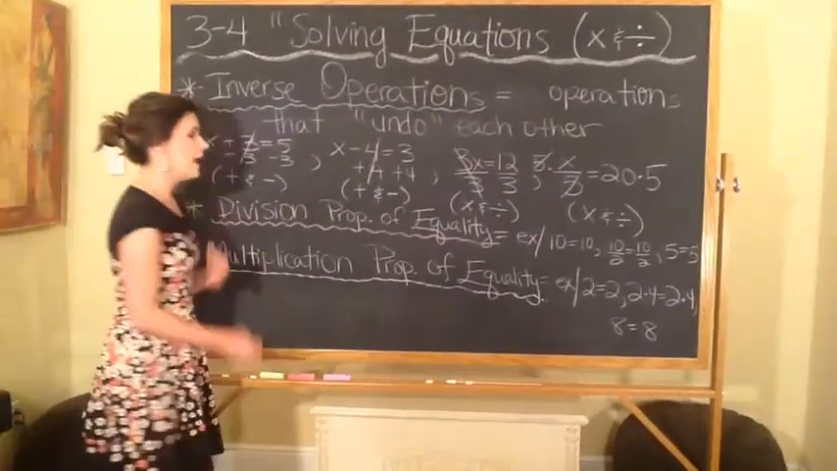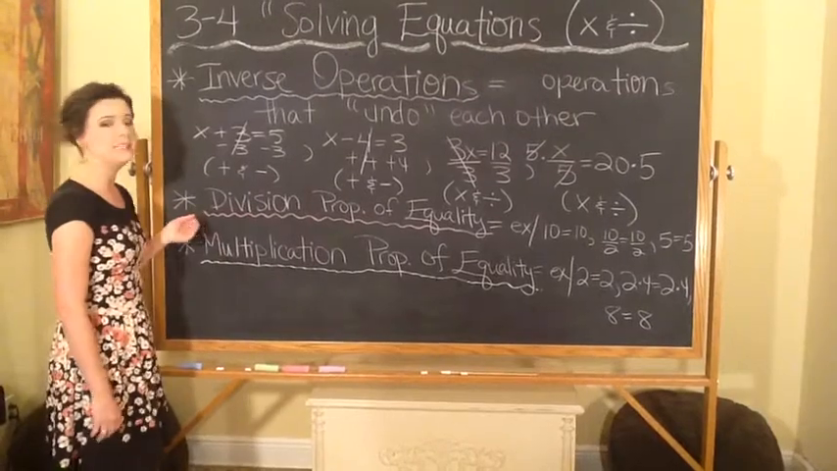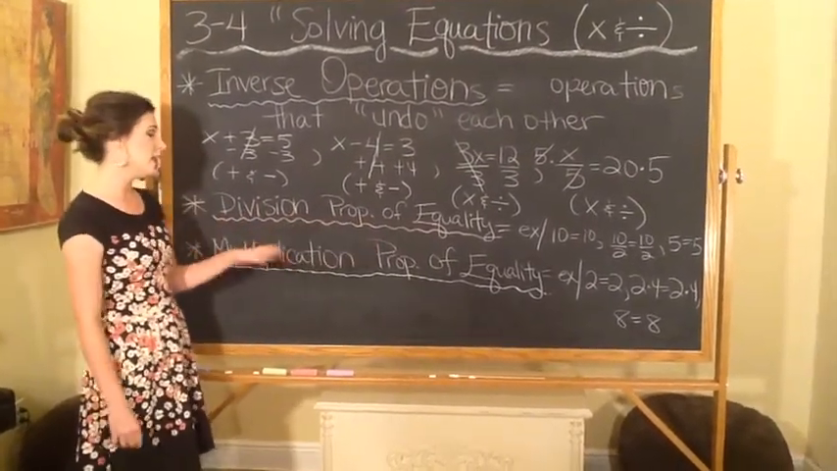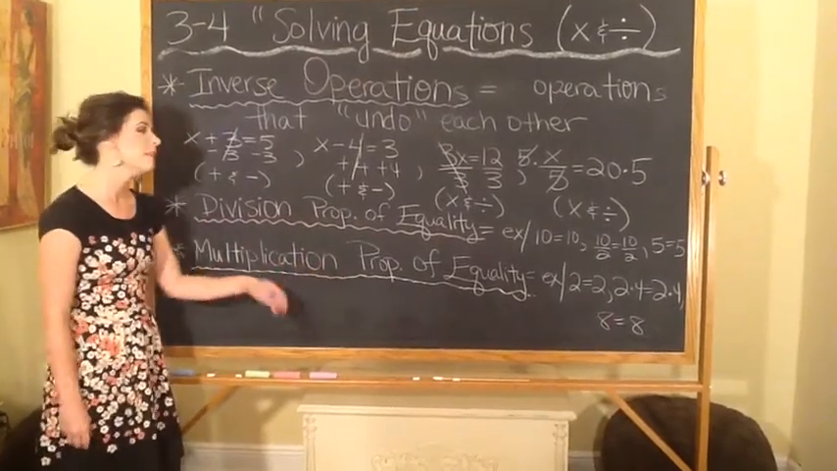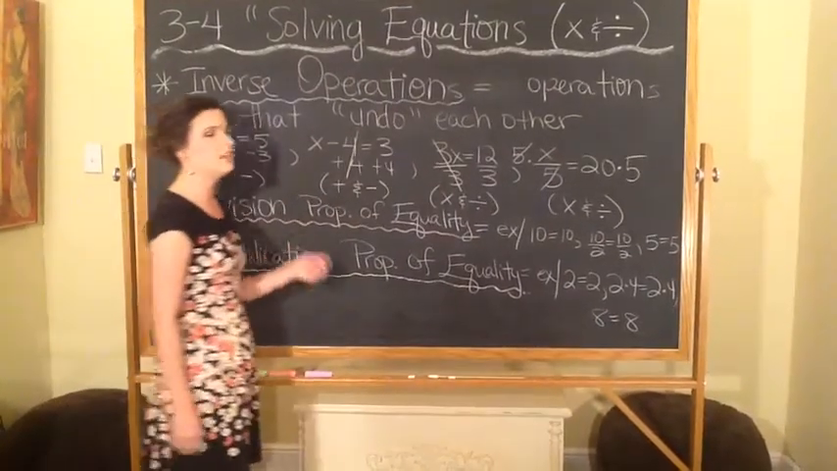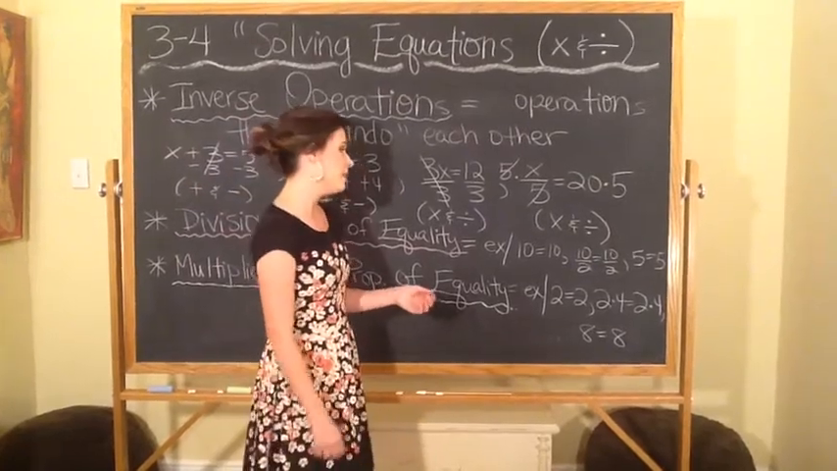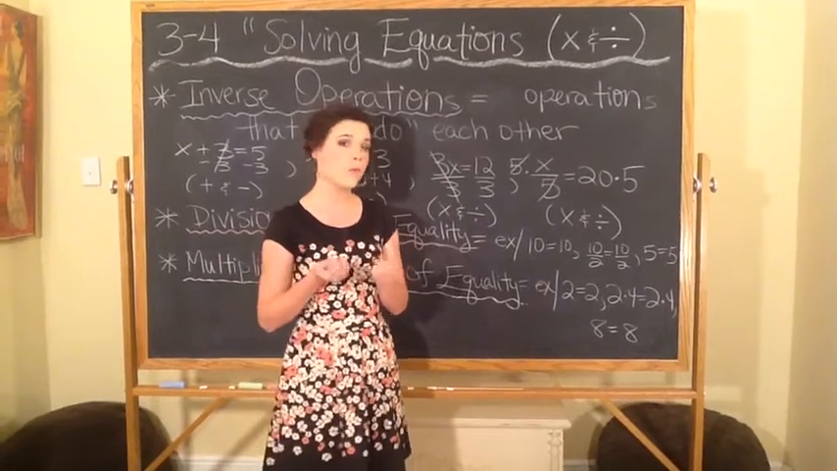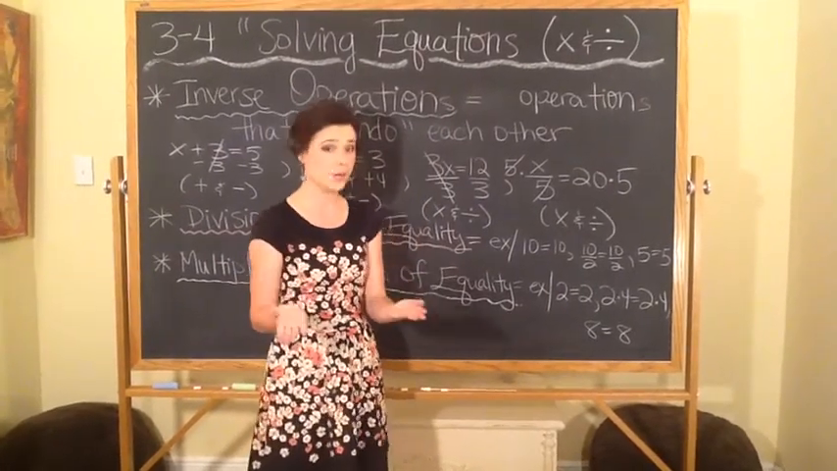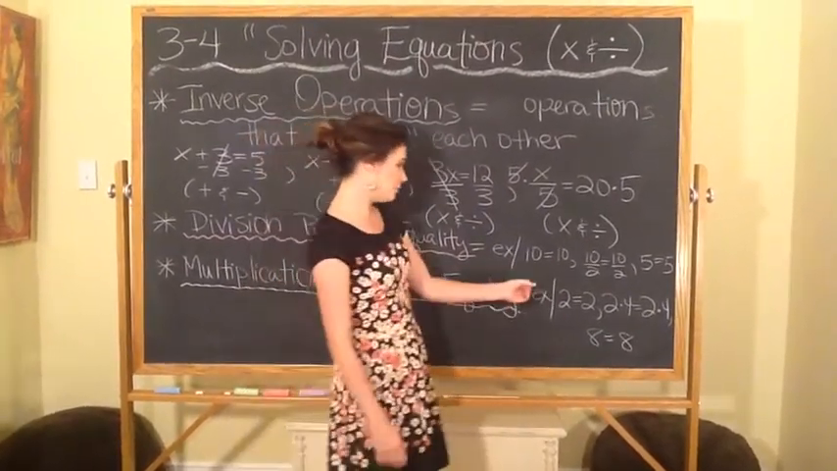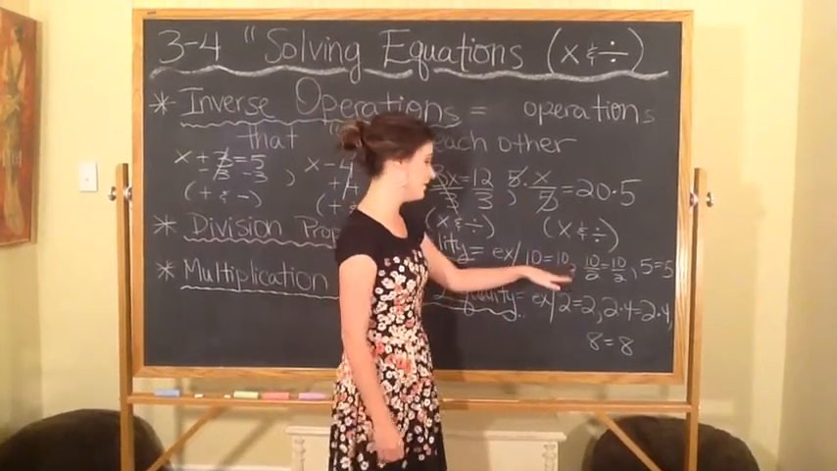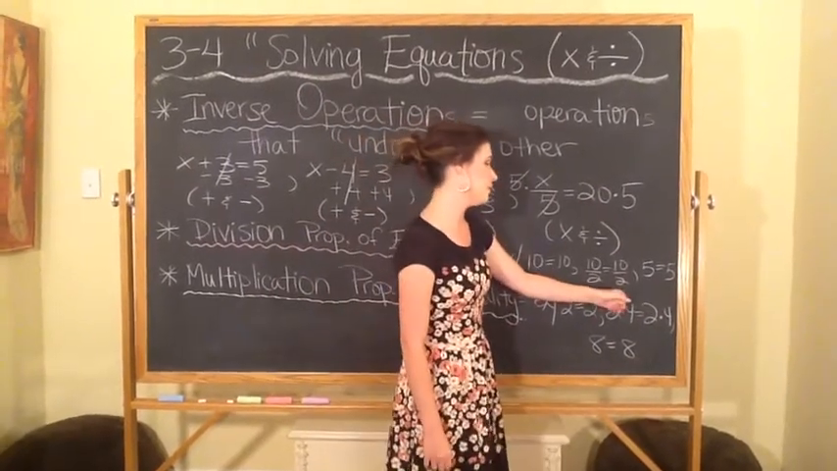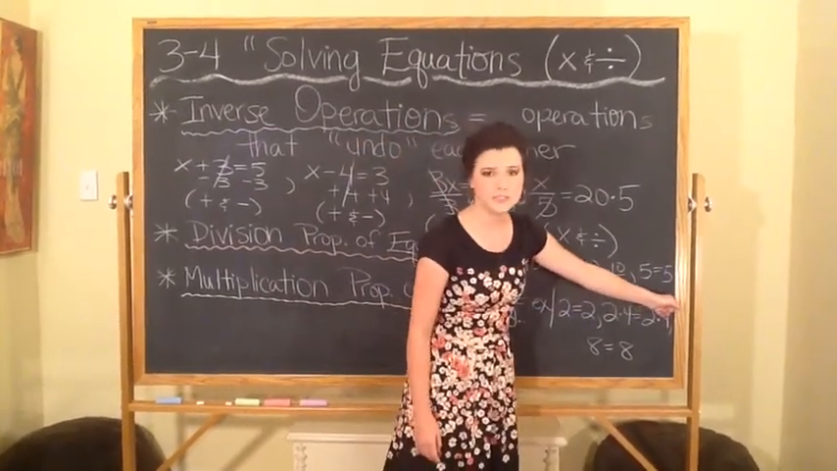Now we're going to go a little bit deeper into the two concepts of the division property of equality and the multiplication property of equality. The division property of equality, just like addition and subtraction, means that you can divide on both sides of the equal sign to solve for x and keep your equations equal. For example, if 10 is equal to 10, I could divide 2 from both sides, and I'd get 5 equals 5.